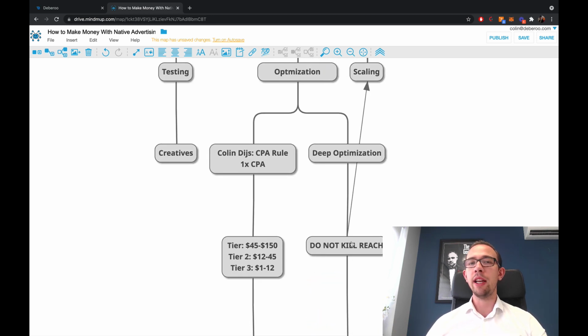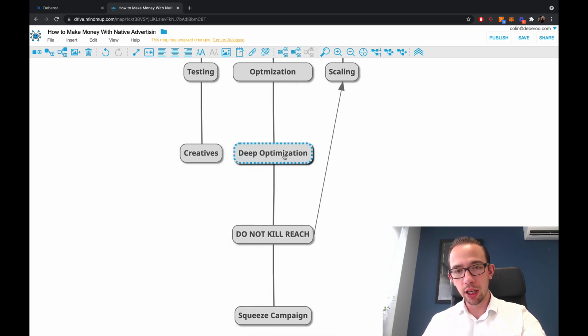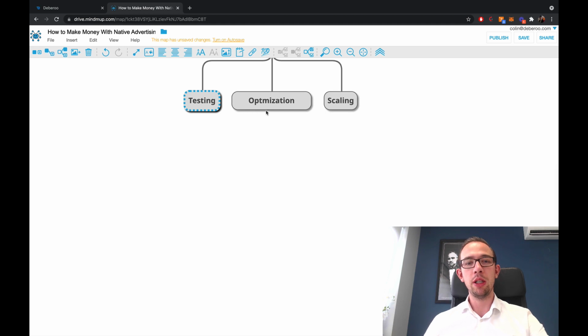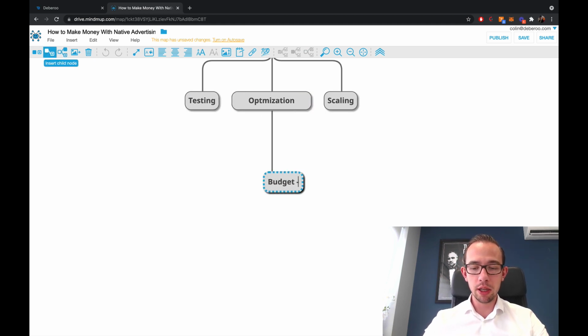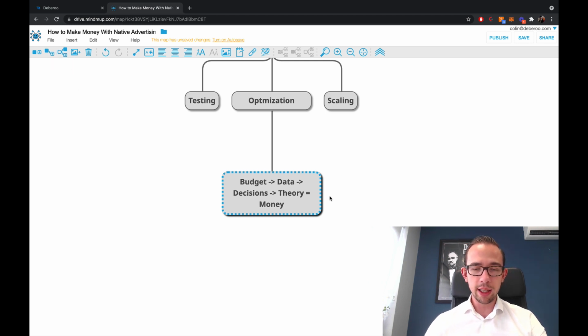And the reason that the native optimization is so simple is solely because there's very little to apply, right? The budget runs to get the data. Well, let me just remove this for a second because I assume you guys know this. So all that happens is budget gives us data, right? And the data gives us decisions based on theory. It's literally like this, you know?